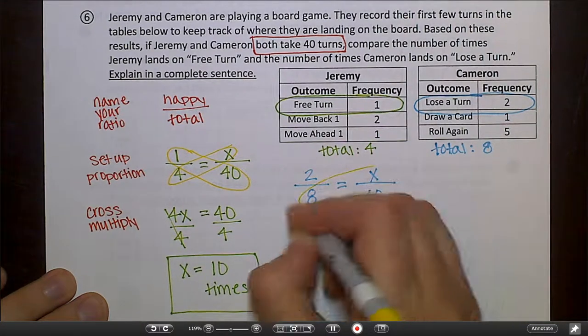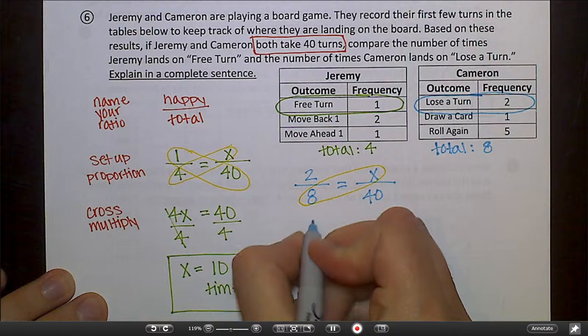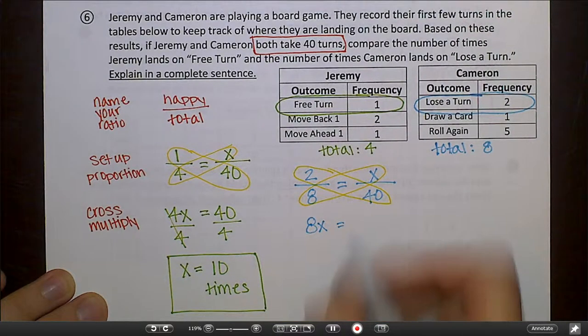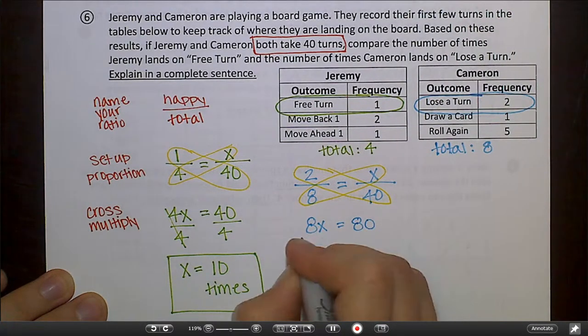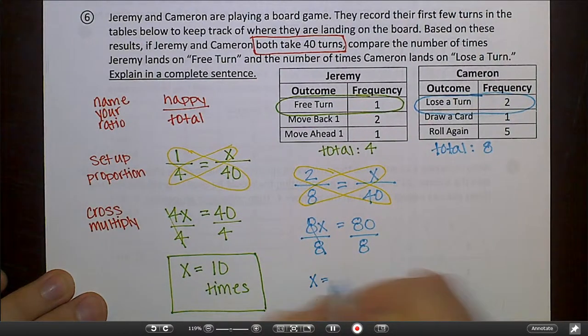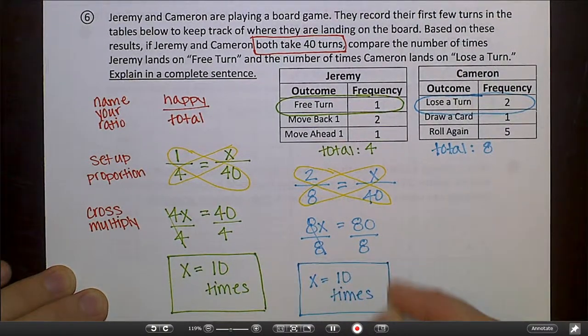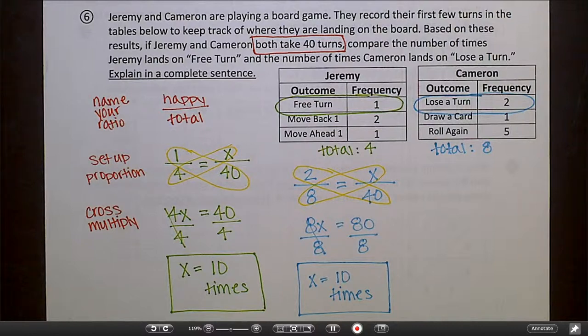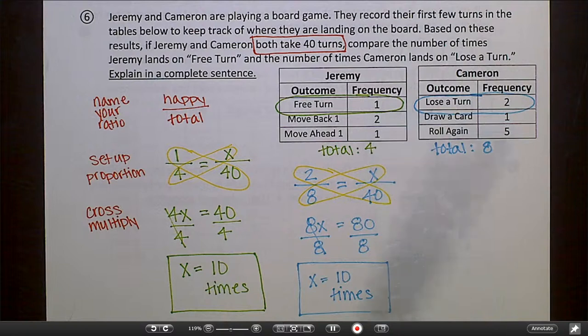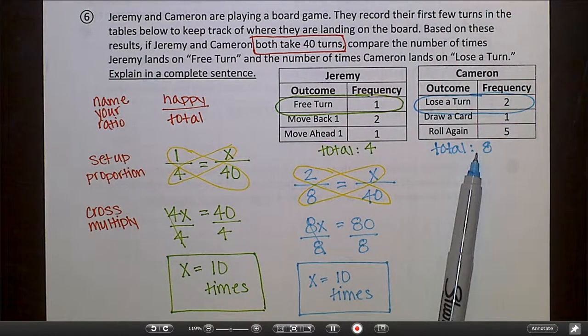So it's time to cross multiply. 8 times x is 8x. 2 times 40 is 80. We're going to divide both sides by 8. This is kind of a simple one. And x equals 10 times. So in this case, it just so happens that if they took 40 turns, Cameron would land on lose a turn 10 times, and Jeremy would land on free turn 10 times. The reason it's different here is because Jeremy, I guess he got kind of lazy and quit logging his results after 4 turns. Cameron kept logging until he had 8 turns.